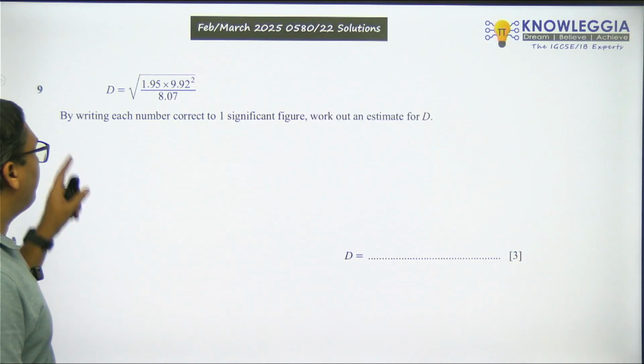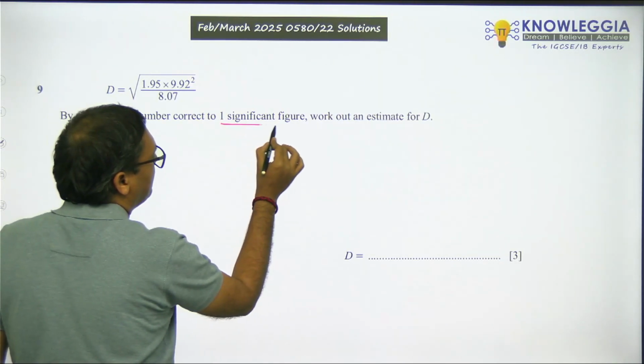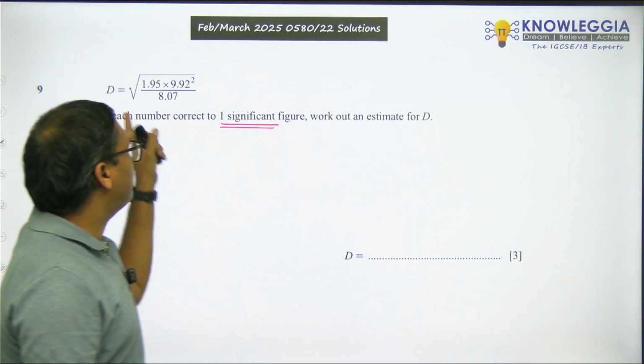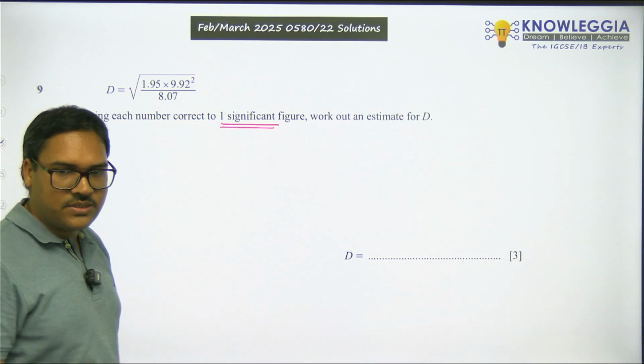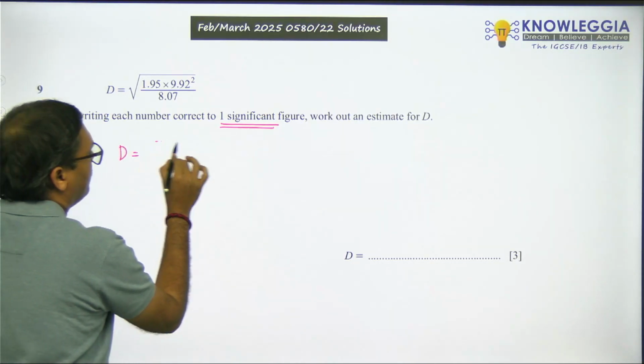Okay. Now, by writing each number to correct one significant figure, work out an estimate of D. So basically, you have to just estimate what is the value of this expression. Okay. So now see, this is under root of.